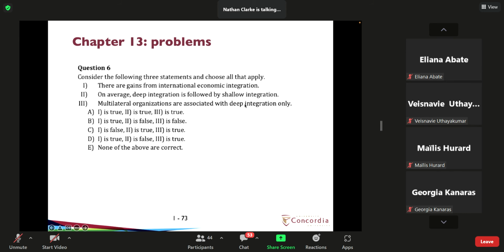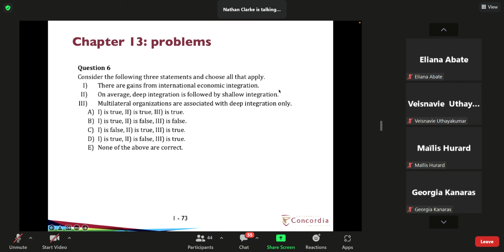Yeah, no worries. So question 6, consider the following 3 statements and choose all that apply. So take a look at them, tell me which ones are true, which ones are false. Okay. So you got some people saying B, some people saying D. Let's take a look at what the answer is. The correct answer is B.